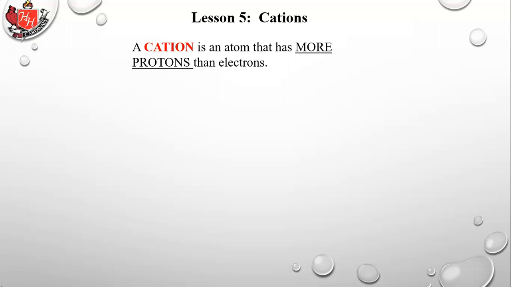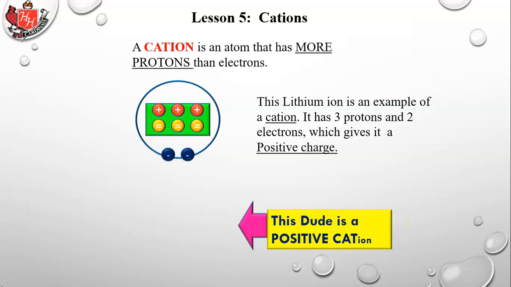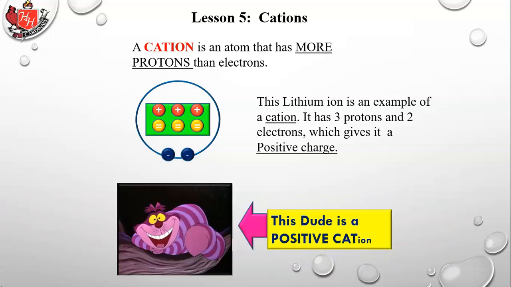A cation is an atom, I should actually say an ion, that has more protons than electrons. It is an atom, but specifically it's an ion. So this lithium ion is an example of a cation. It has 3 protons and 2 electrons, which gives it a positive charge. Since it's one more positive charge, we call that a +1 charge. So this dude is a positive cation. So you see the smiling cat? He's positive. So positive is the cation. So just remember the positive smiling cat to remember that cations are positive.